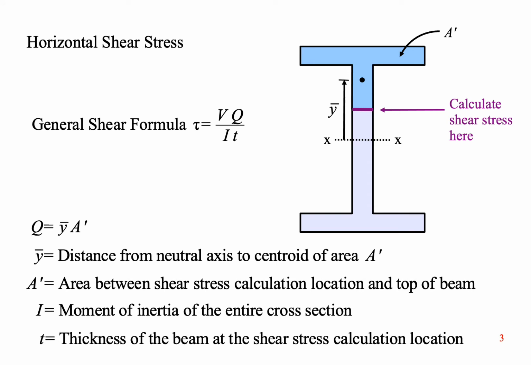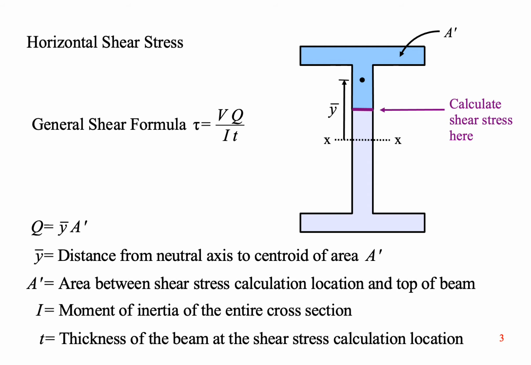The result is the general shear formula, tau equals VQ over It. V is the applied shear load, which you can get from the shear diagram. Usually, we're interested in the maximum shear load, absolute value, so the biggest number regardless of whether it's positive or negative.